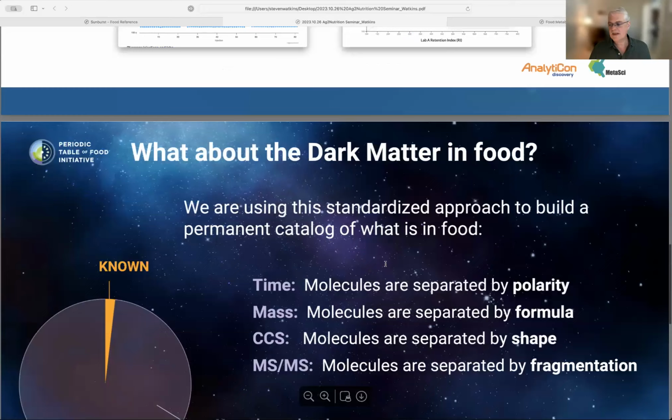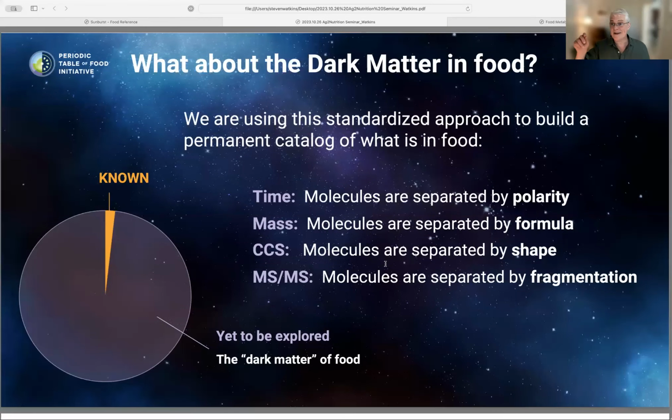So, okay, that's for things where we can buy a compound and we know what the signal looks like, and we can document for sure what we're looking at. But what about what people call the dark matter of food? So the dark matter is all of the other compounds that we don't know what they are yet. And I'll show you in a minute. This is a pretty vast space. It's a little daunting, actually.